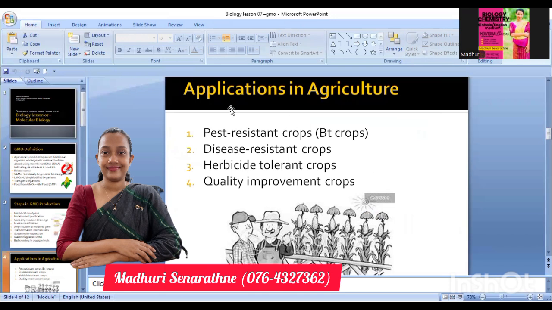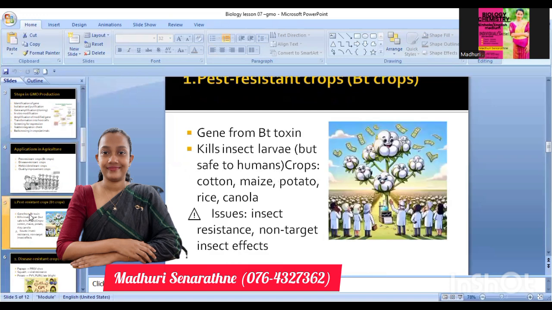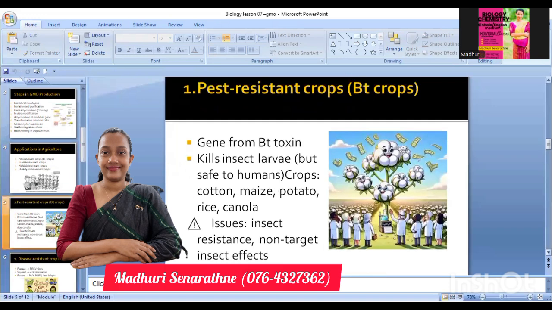So, applications of GMOs in agriculture. This topic can be discussed under 4 topics: pest resistant crops or BT crops, disease resistant crops, herbicide tolerant crops, and quality improvement crops. Those are the applications of GMOs in agriculture. First, pest resistant crops.